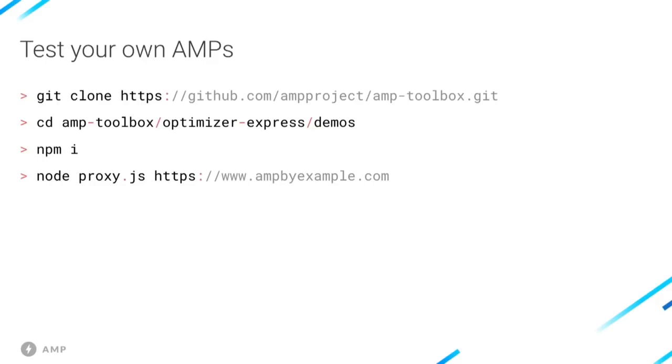So for developers who want to test the optimizer, but don't use a Node.js backend, we have provided a proxy server demo. So to test your own website, just clone the AMP2Box repo, navigate to the Optimizer Express demos folder, install dependencies, and run the proxy sample.